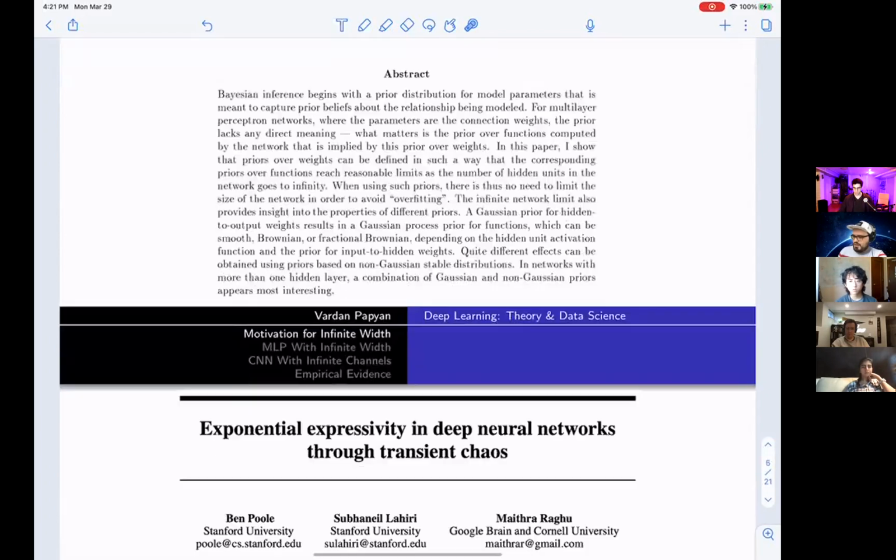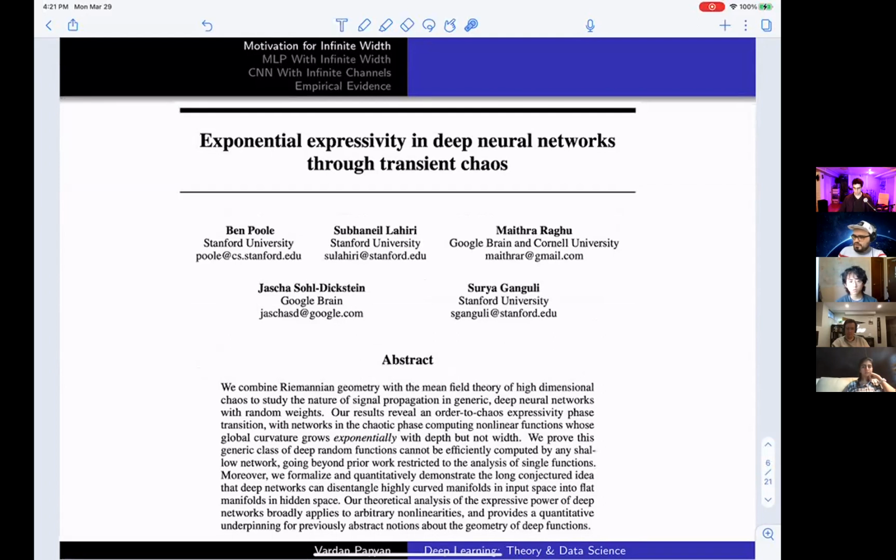And so later in the deep learning revolution, the first paper that came after the 2010s that again studied infinite width networks was by these people, mostly from Stanford and Google Brain. Again, I will not go into the abstract, but essentially what these people were doing was studying the features of infinite width networks. So they were looking at a fully connected infinite width network, and they were studying the activations, how they behave as a function of depth.